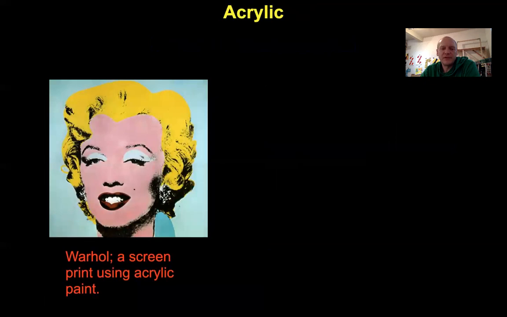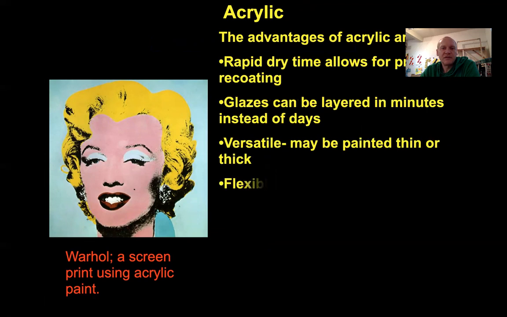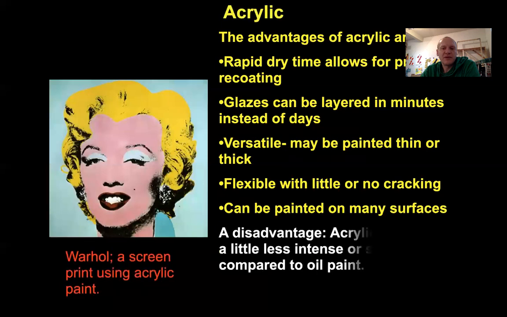We use all kinds of different ways. This is a screen print. Rapid drying, glazes can be layered in minutes, versatile, flexible with little or no cracking, can be painted on many surfaces. The disadvantage, acrylic is generally a little less intense of color compared to oil paint. So in my opinion, the light doesn't bounce around as much with acrylic paint as it does with oil paint.